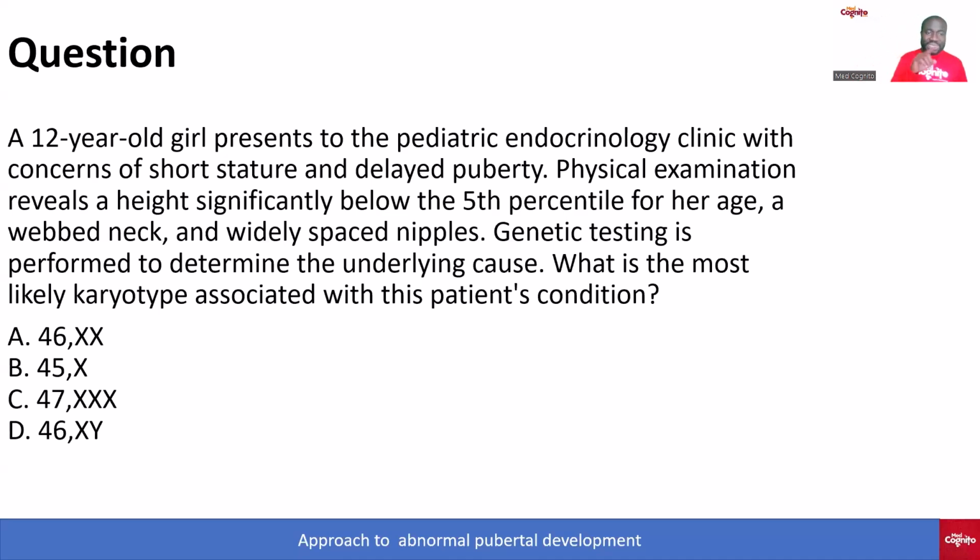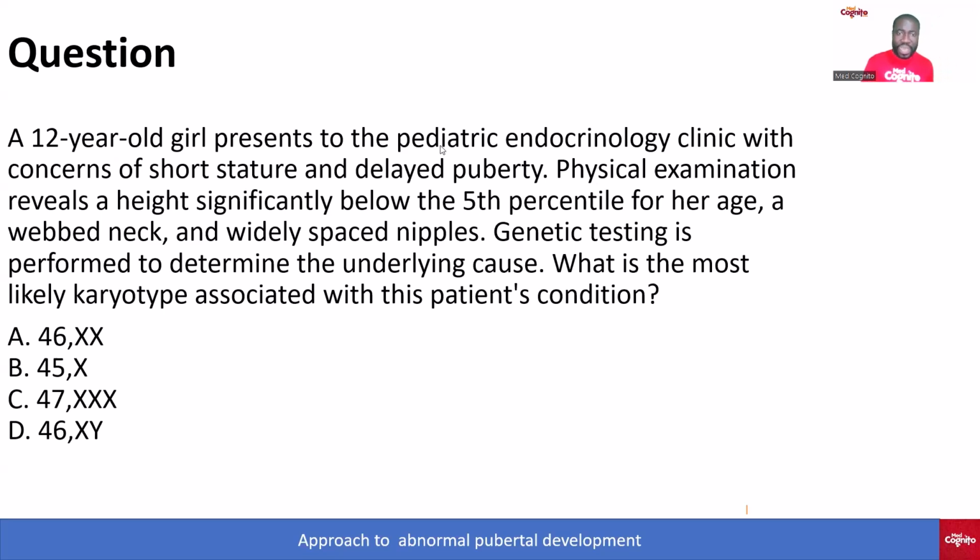A, 46XX, B, 45X, C, 47XXX, and D, 46XY. What's your answer? Is it A? Is it B? Is it C? Is it D? What is your answer, doctors? It is B.